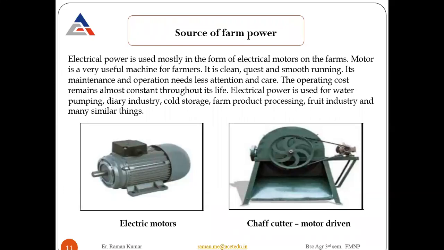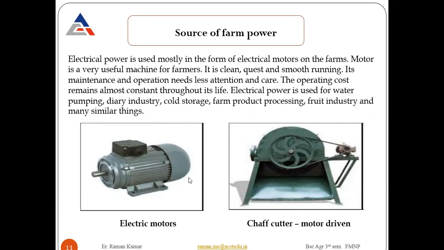Electrical power is used for water pumping. Where is it used? It is mostly used for pumping water, where we have to supply water from a lower place to a higher place, from lower potential to higher potential. There we will use water pumping. Next, we mostly use electric power in the dairy industry, in cold storage, farm product processing, the fruit industry, and many similar things. So the electric motor is also a source of farm power.